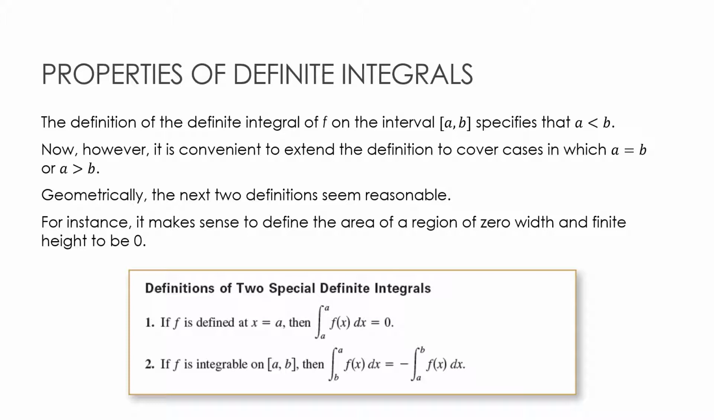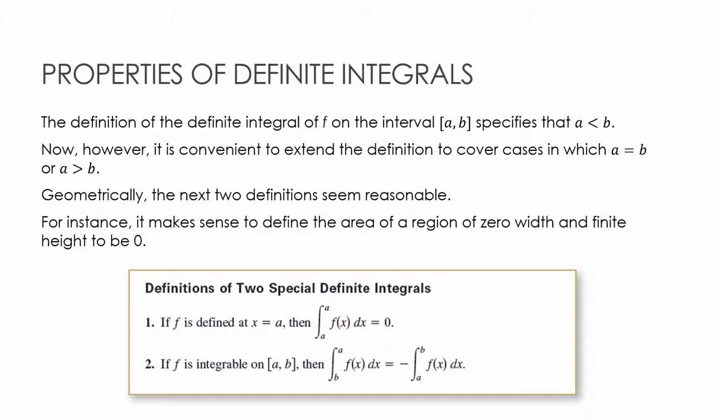The first is, if I'm integrating something from a to a, so from some value to itself, it would make sense that the answer is 0. Makes sense that the answer is 0 because we're finding the area of a region that has a width of 0. So of course the area is going to be 0.